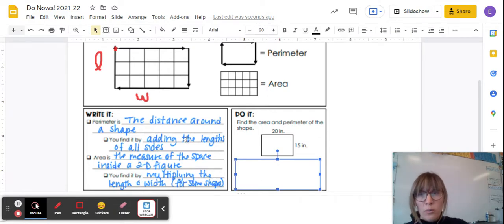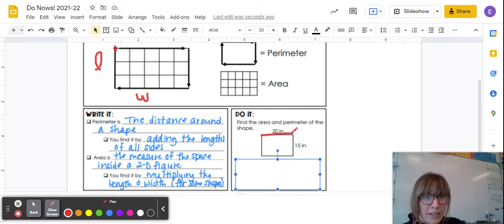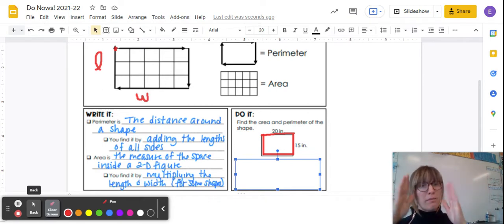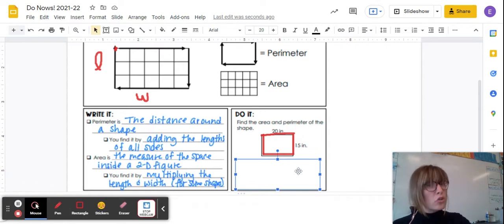Well, in order to do that, we're going to find the distance around. So, we'll add 20 plus 15 plus 20 plus 15 in order to find the perimeter. In order to find the area, we're going to multiply 20 by 15. And you guys have some multiplication skills to be able to do that. You want to find sort of how many one by one little squares it would take to fill the inside of this space. So try that on your own.